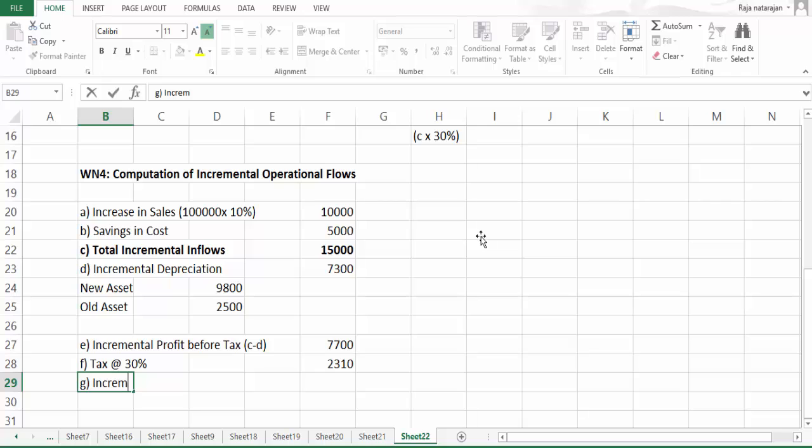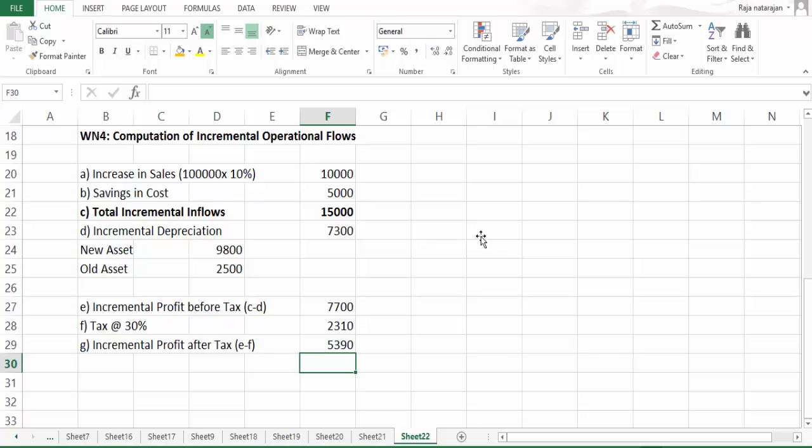So I'll have incremental profit after tax, and that's going to be E minus F, simple. So this is 7,700 minus 2,310, so 5,390. So I can find the incremental cash flows. Now I can find the incremental cash flows after tax, and that is item G plus depreciation, that is item D. So this G plus D is 5,390 plus depreciation of 7,300, so it is 12,690. This is my incremental cash flow.